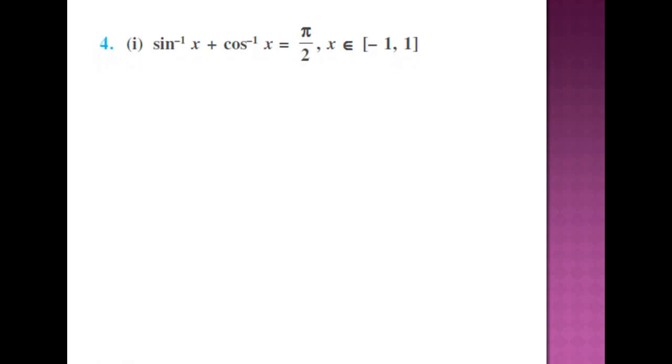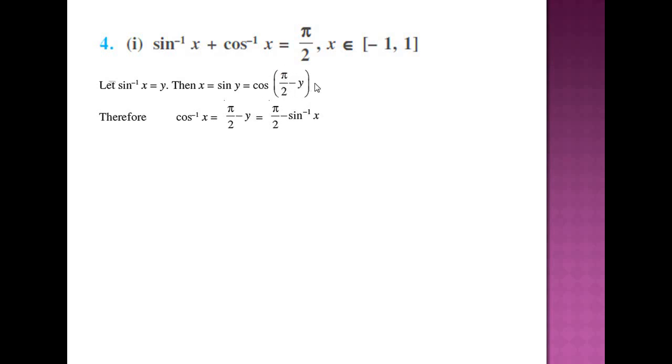Now the fourth property: the sum of sine inverse of x and cos inverse of x is always pi by 2, where x belongs to the interval minus 1, 1. How to prove? Let sine inverse of x be y. The moment I take sine inverse of x equal to y, that means x equals sine y. So sine y can be written as cos of pi by 2 minus y. They are the complement of each other. You did this in your 11th standard, rather in your 10th standard also. Sine theta is cos of 90 minus theta. 90 means pi by 2, right? So I am writing sine y as cos of pi by 2 minus y.